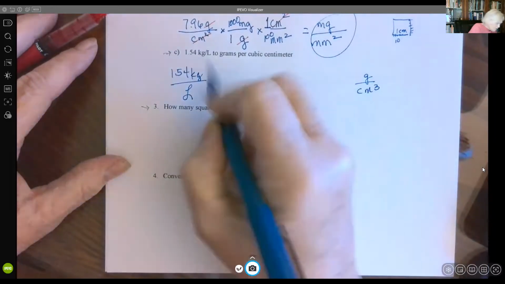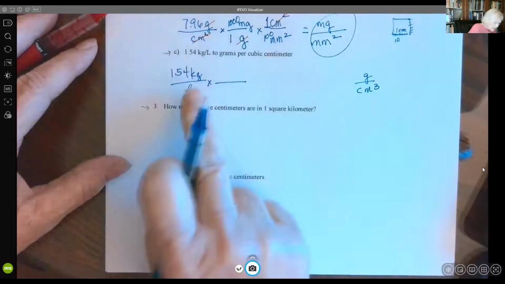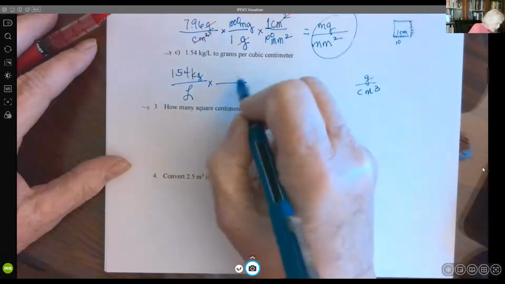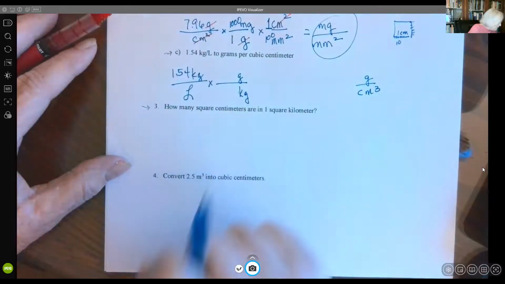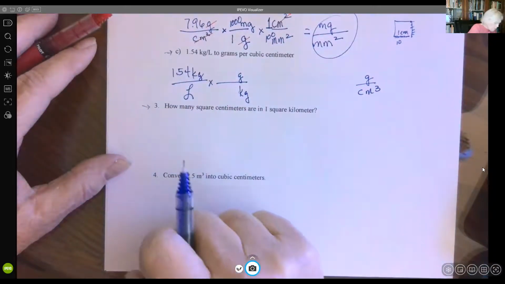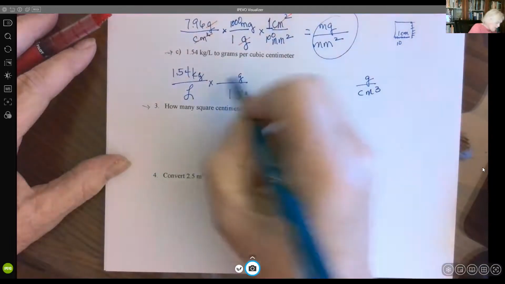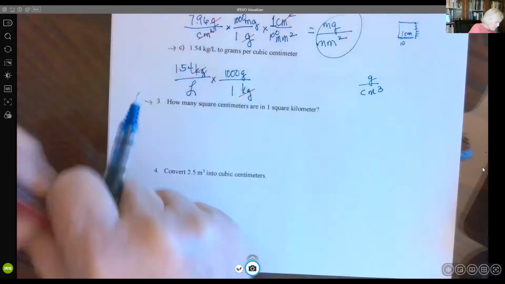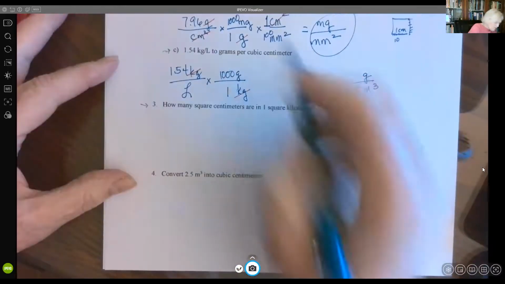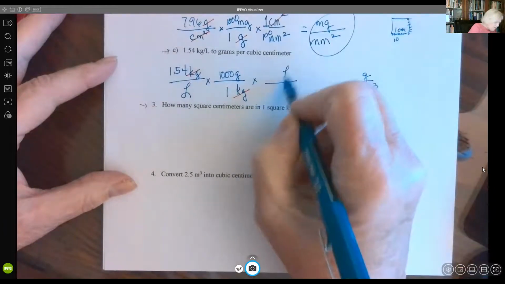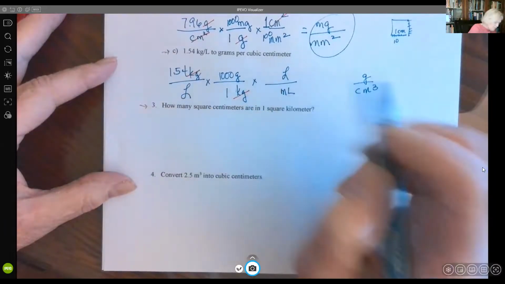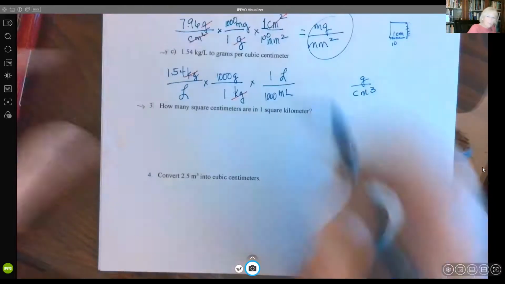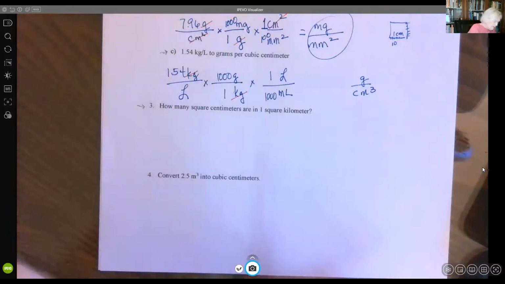So first, I know that I can get from kilograms to grams fairly easily. I put kilograms on the bottom and grams on the top, but what numbers go with them? The numbers that go with them is 1 kilogram is 1,000 grams. That gets rid of kilograms. But now look at liters. The first thing I would say is that I can go from liters to milliliters. What are the numbers? 1 liter has 1,000 milliliters. That gets rid of liters.